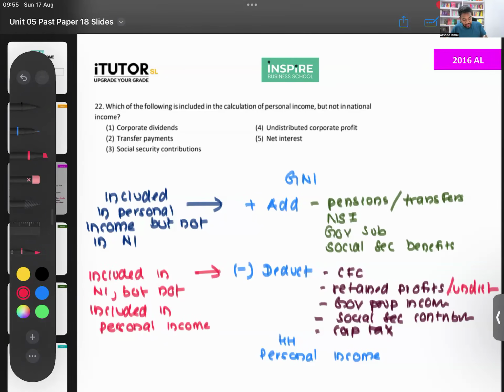So they're asking you something in this one. It is a part of personal income. That's why we add, but it is not in national income. So see which one of this could be an answer. The one I have circled in red.